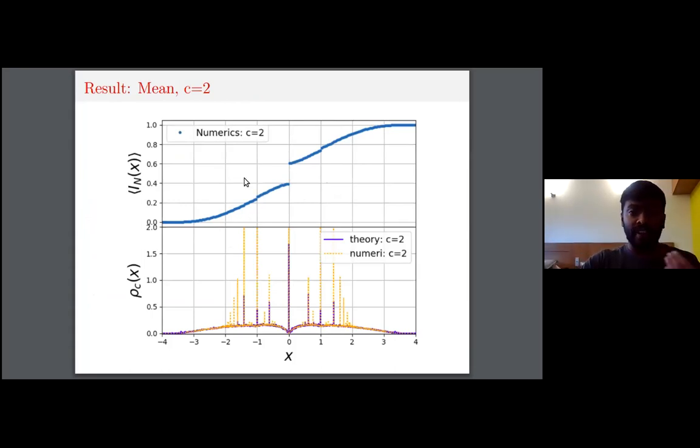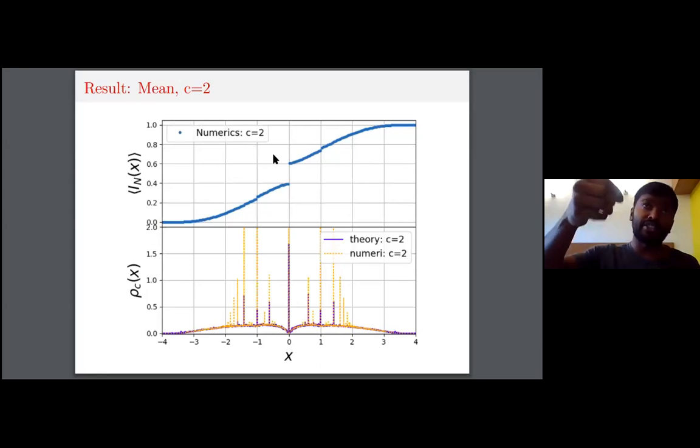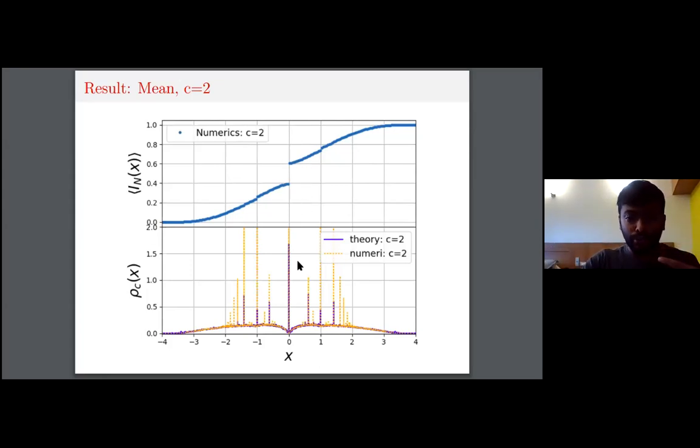Now when c equals 2, that means the average connectivity is very small. If that is the case, then this matrix will be sparse. If it's a sparse matrix, there will be many nodes, vertices, where there won't be any edges connected. Those vertices correspond to zero eigenvalues. So you see a delta function at zero, a big delta function. This is how the density looks, which has a delta function, and it's understandable why these jumps are coming in the mean. It's understandable why the jump is coming here and here. This is because of the delta function.